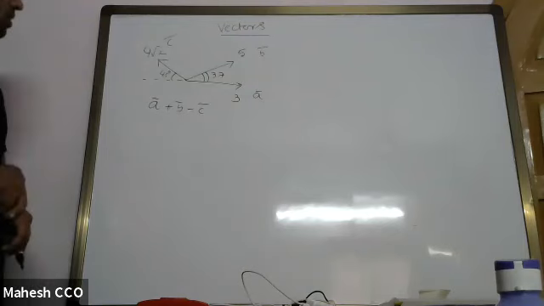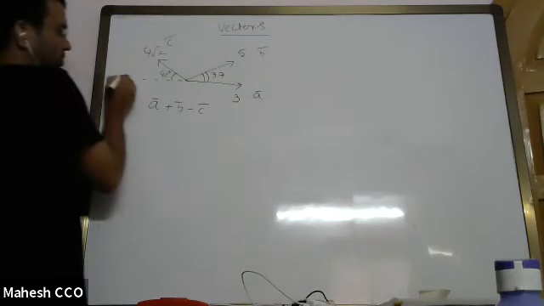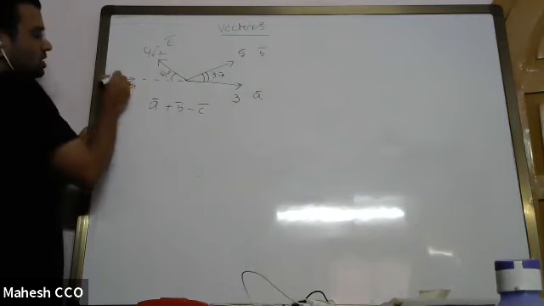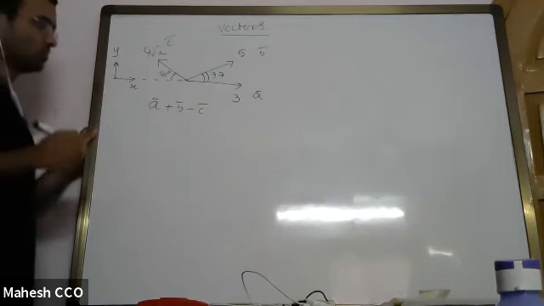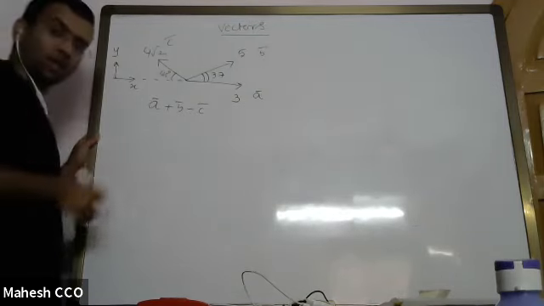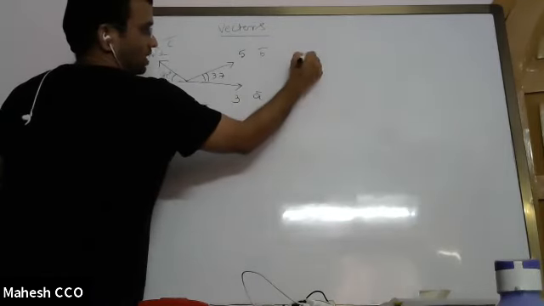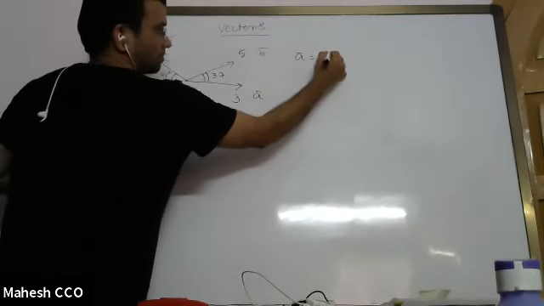Then all you have to do is choose your axis appropriately. I will choose this as my x direction, this as my y direction. So what is A bar? A bar is completely along x direction. So A bar is equal to 3 i cap.